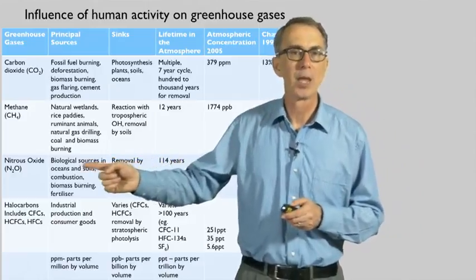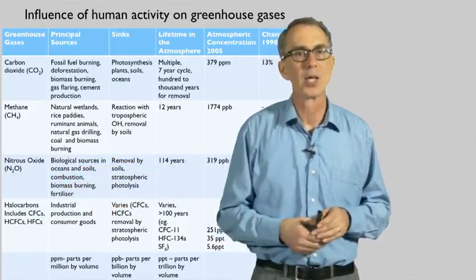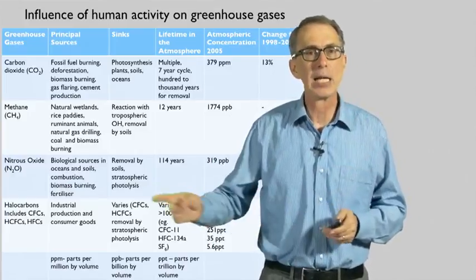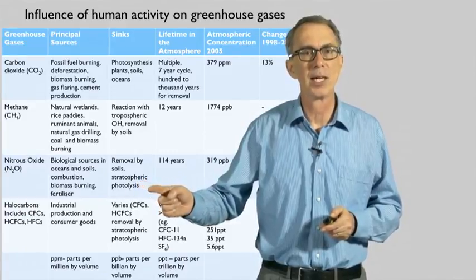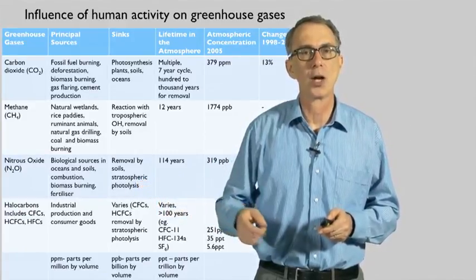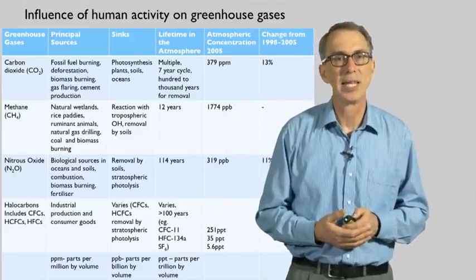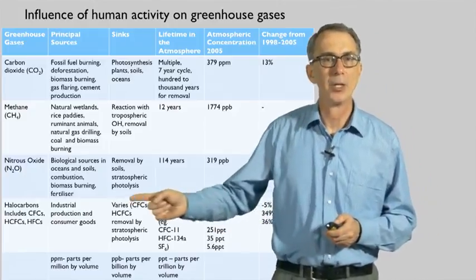Nitrous oxide, produced mainly by agricultural activity, by fertilizer use and other industrial activity and agricultural activity. It's mainly removed by chemical decomposition in the atmosphere. It has a relatively long time scale for removal, and it's only grown 10% in the atmosphere over the last 100 years or so. Halocarbons.